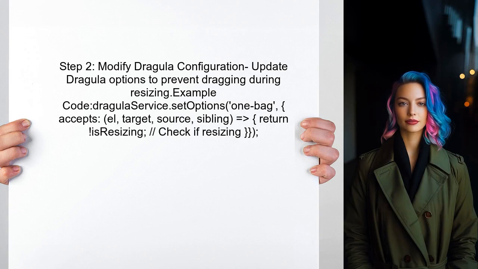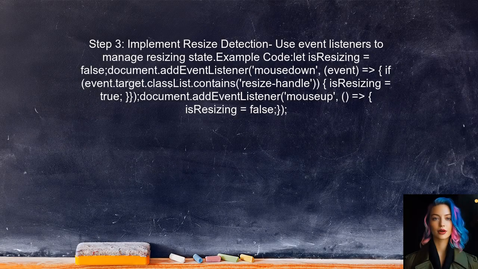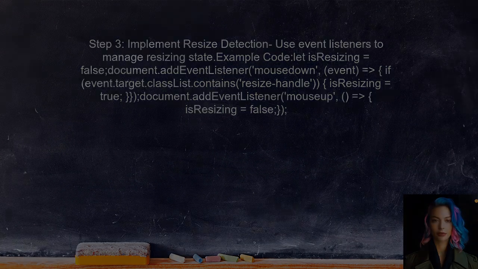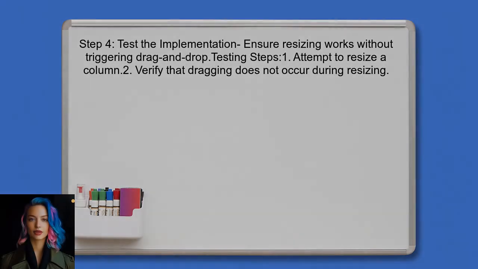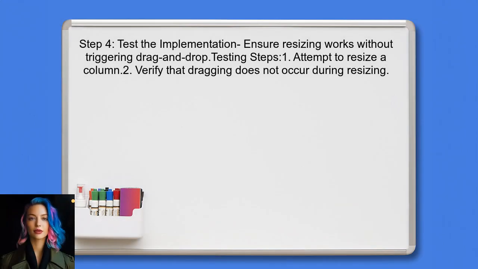This can be achieved by adding a condition to the Dragula options that checks if the mouse is over the resizable edge. Now, the user should implement a way to detect when the user is resizing. This can be done by setting a flag when the resize event starts and resetting it when the resize ends. Finally, the user should test the implementation to ensure that resizing works as expected without triggering the drag and drop functionality. They can do this by trying to resize the columns and observing the behavior.